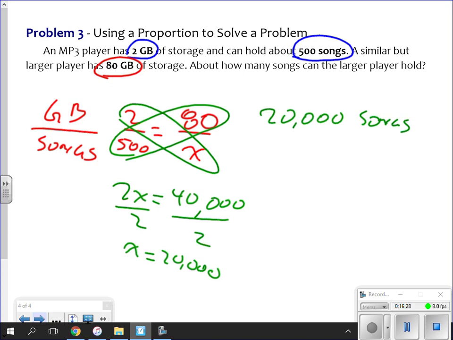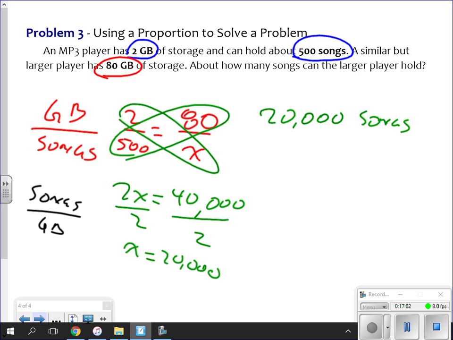Now, the question was, what if my original fraction was not gigabytes over songs, but songs over gigabytes? Will I get the same answer? Yes, I will still get the same answer as long as I set up the problems appropriately. 500 songs over 2 gigabytes equals x over 80, and I would still get the same answer. It doesn't matter which one goes on top originally, as long as the units you're talking about are straight all the way across. I have gigabytes on top.